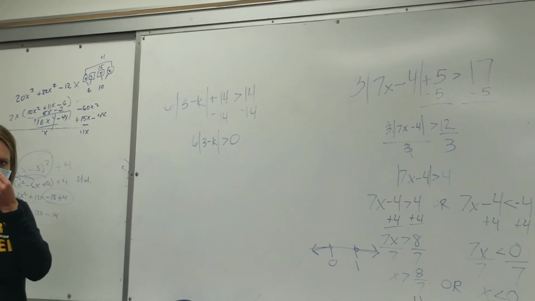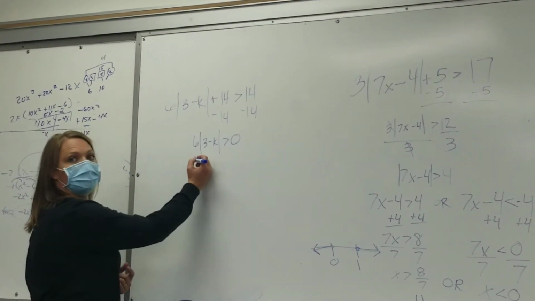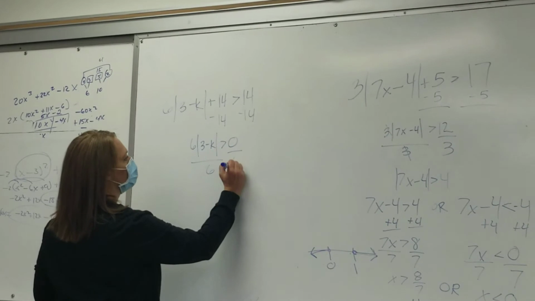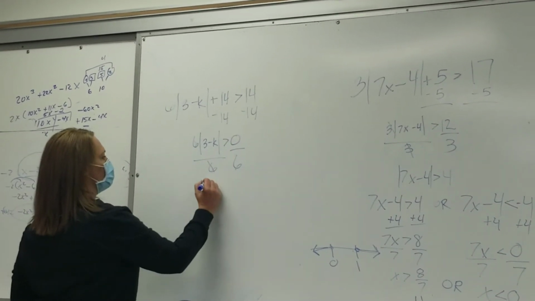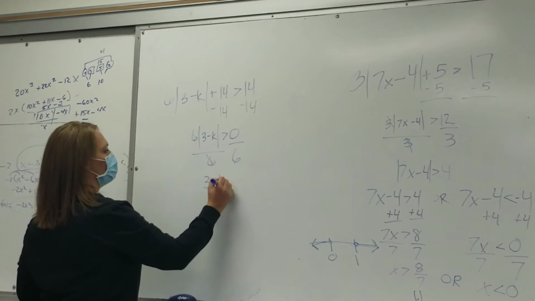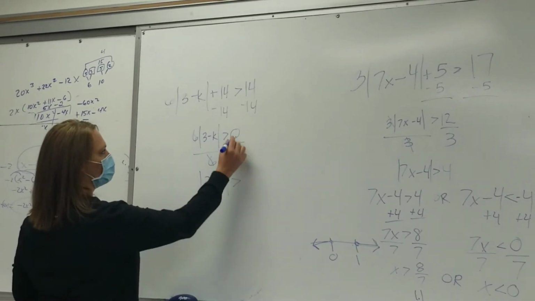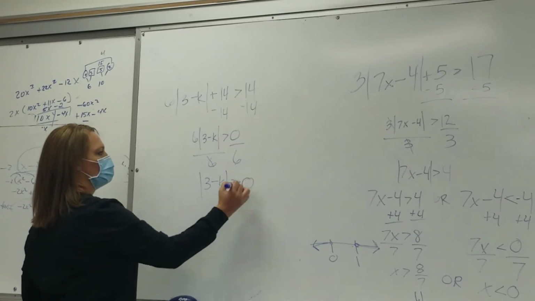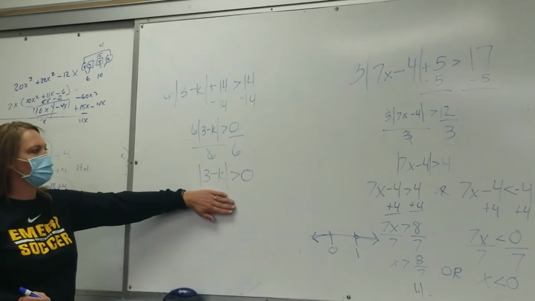Good. What's this step, Danny? You divide by 6. Good job. Okay, divide by 6. So these divide out. So we have the absolute value of 3 minus k is greater than, what's 0 divided by 6? 0. Okay. Have we isolated? Have we gotten our absolute value alone?